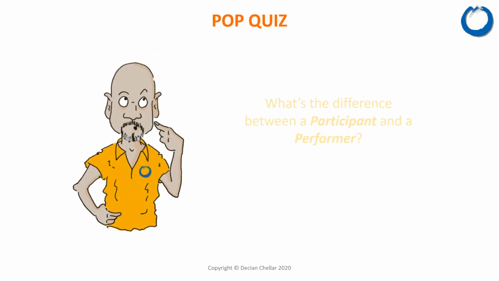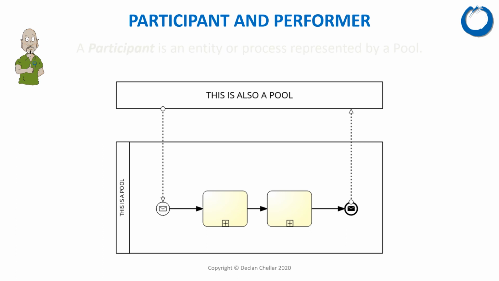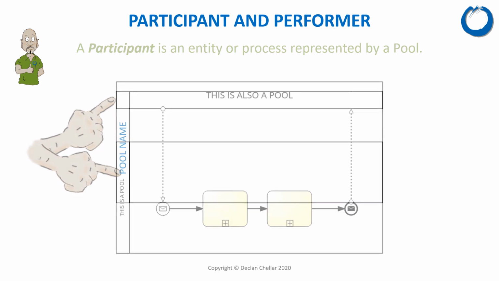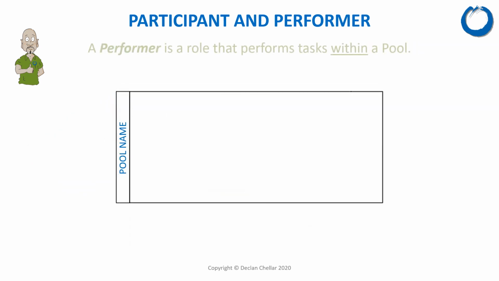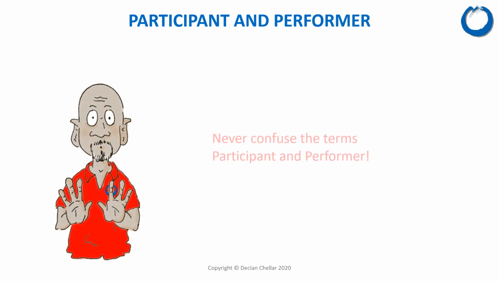What's the difference between a participant and a performer? Pause the video if you need to think about it. A participant is an entity or process represented by a pool. A performer is a role that performs tasks within a pool. Never confuse the terms participant and performer.